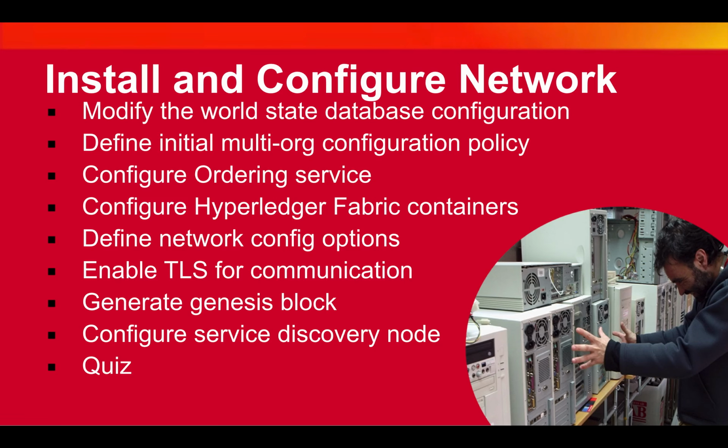In this section, we are going to look into these concepts: modifying the world state database configuration, defining the initial multi-organization configuration policy, how to configure the ordering service, configuring the Hyperledger Fabric container, defining the network configuration option, how to enable TLS for the communication, how to generate the Genesis block and the commands that are used, and how to configure the service discovery node.